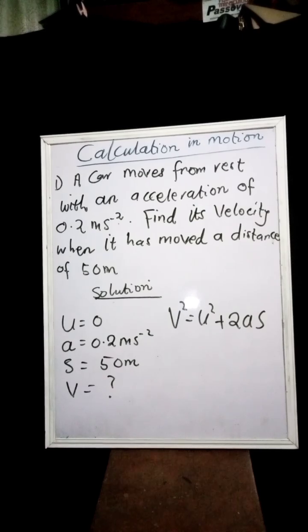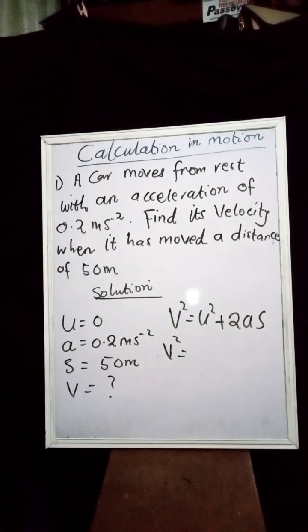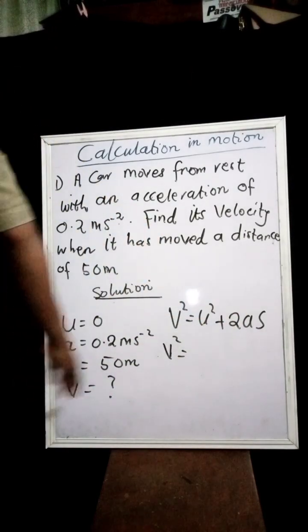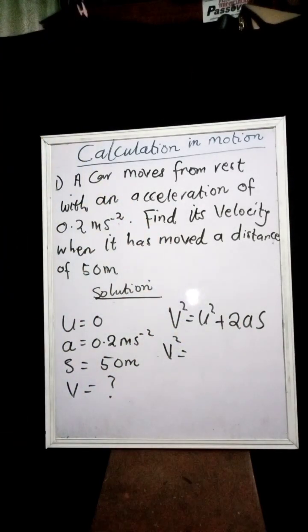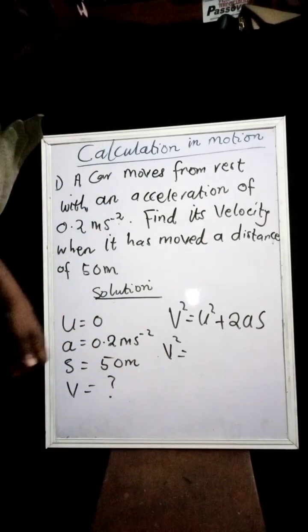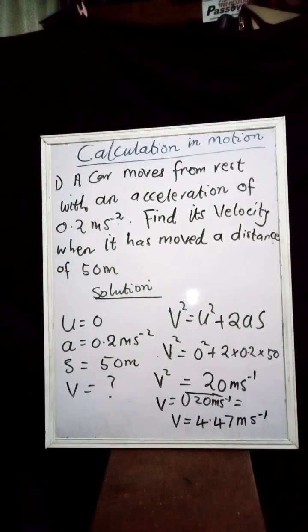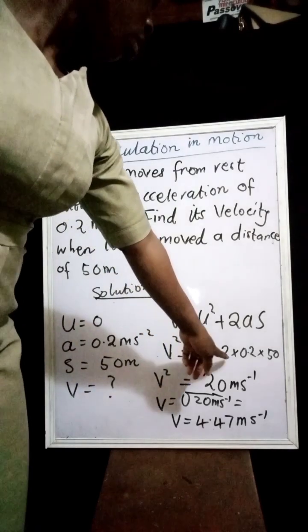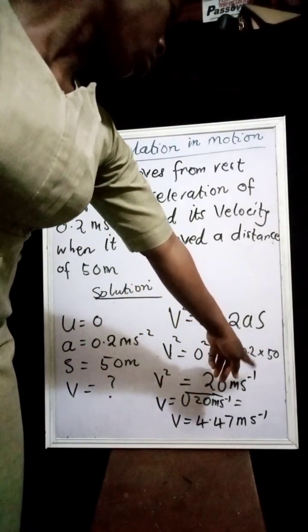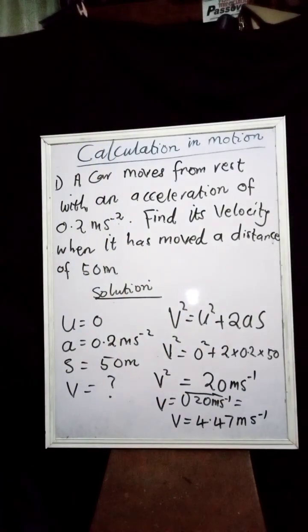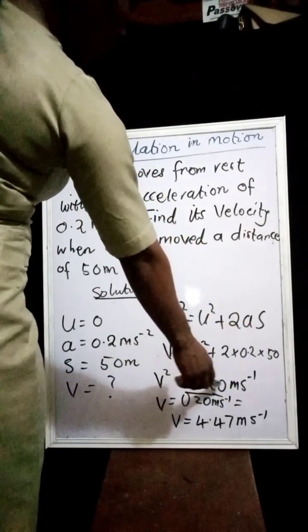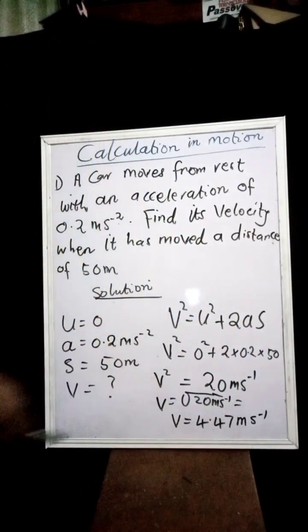Let's just go for substitution. So where we see u, we put the value of u. Wherever we see a, we put the value of a, and the s, the value of s. So in this case, we will have 0 squared plus 2 multiplied by 0.2 multiplied by 50. 0 squared, of course, is 0. Then we have 2 multiplied by 0.2 multiplied by 50 gives us 20 meters per second.